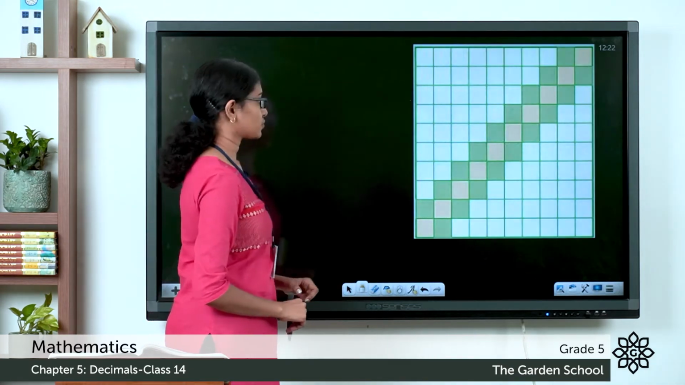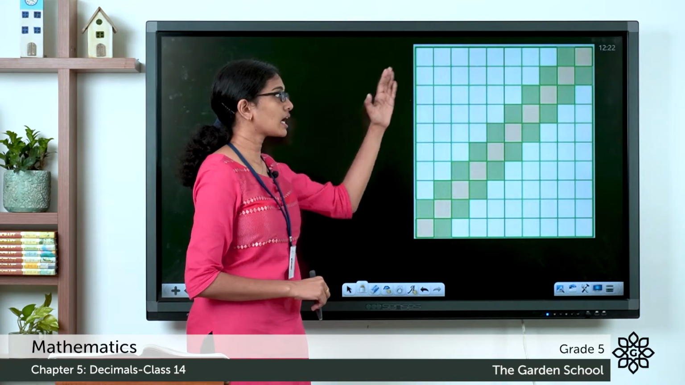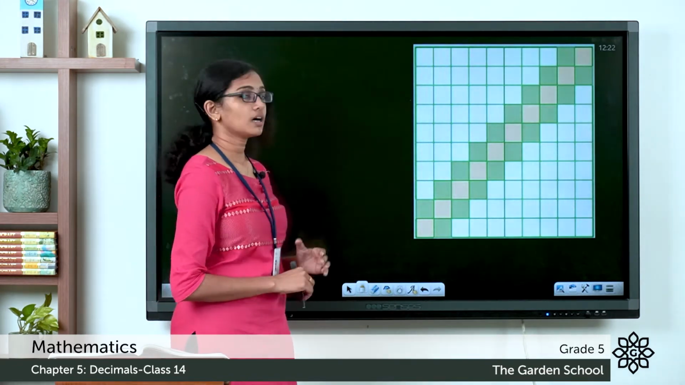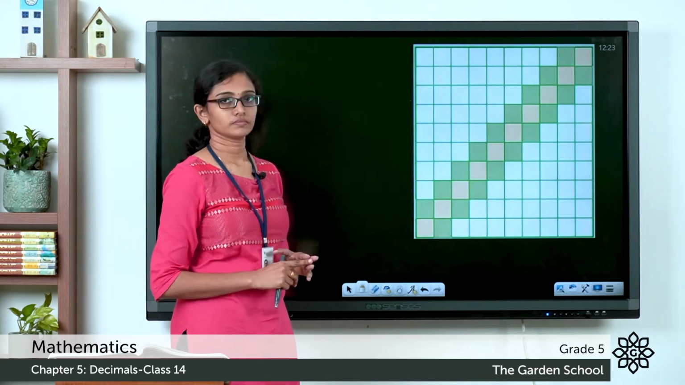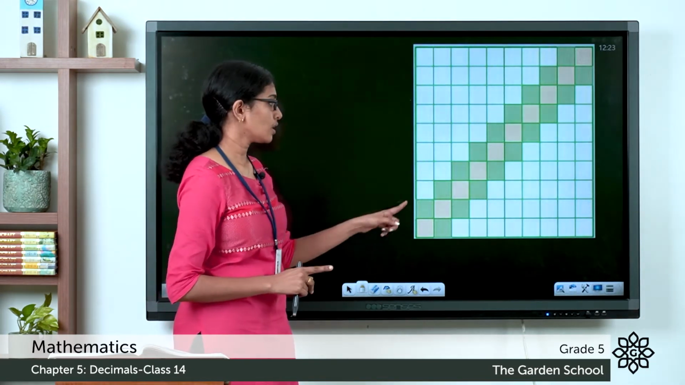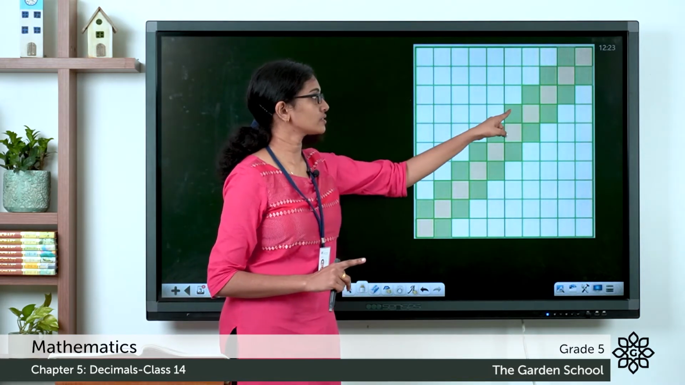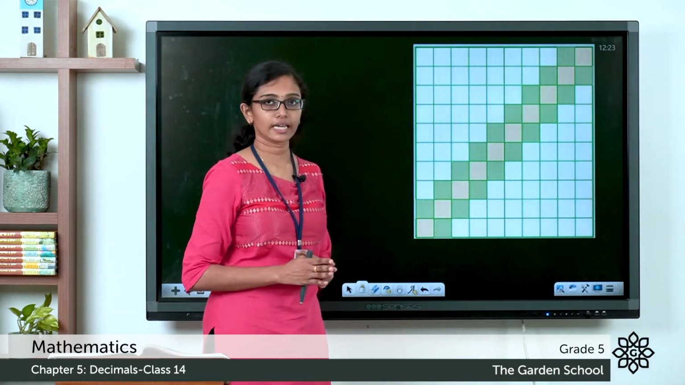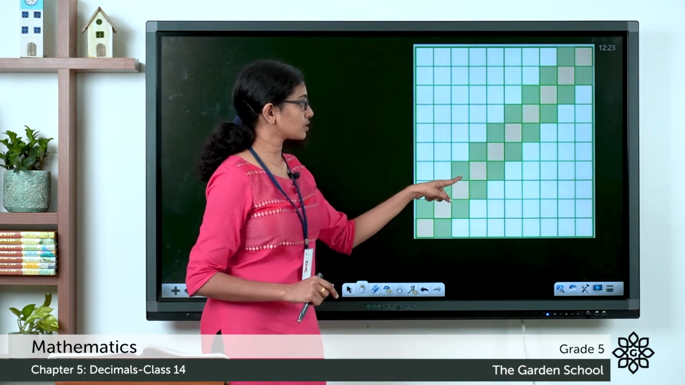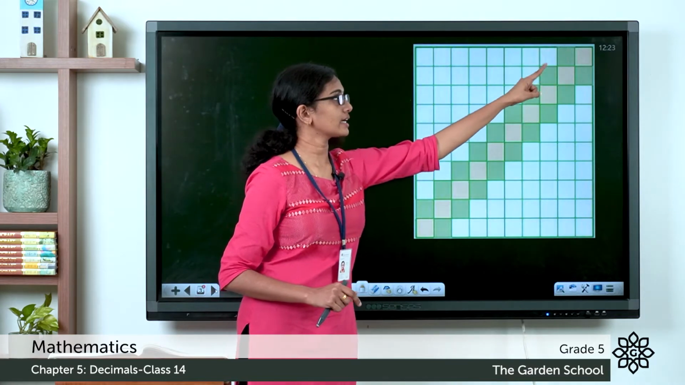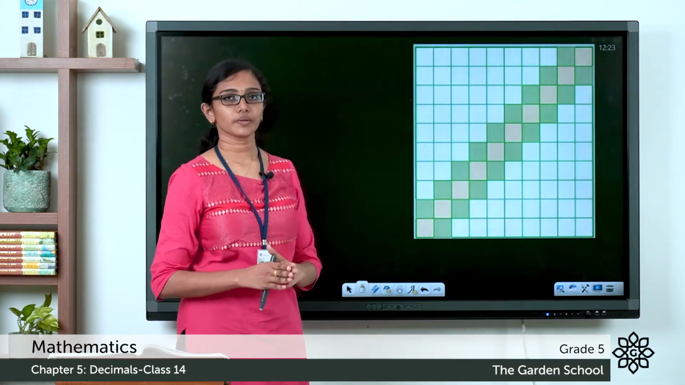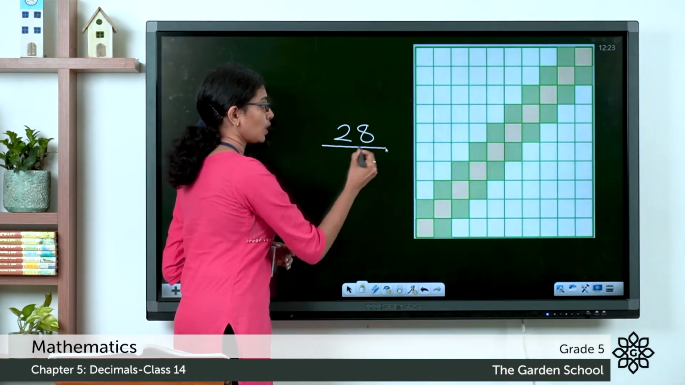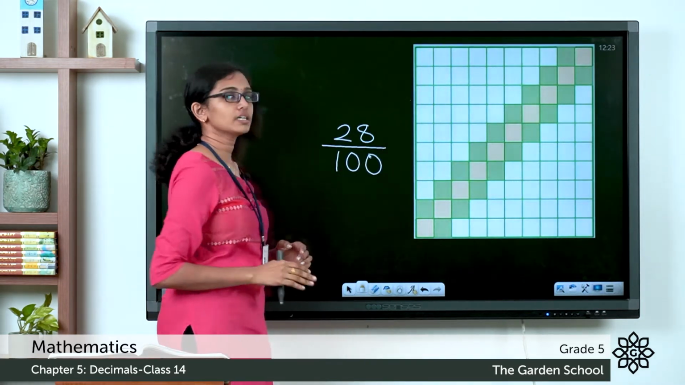And see this picture. Here also there are a total of 100 boxes and a few are shaded. Now, how many boxes are shaded here? The number of boxes shaded here are 1, 2, 3, 4, 5, 6, 7, 8, 9. Same way here also. So this is 9 plus 9, 18, plus 1, 2, 3, 4, 5, 6, 7, 8, 9, 10. 18 plus 10, 28. So in this picture, 28 boxes out of 100 boxes are shaded.